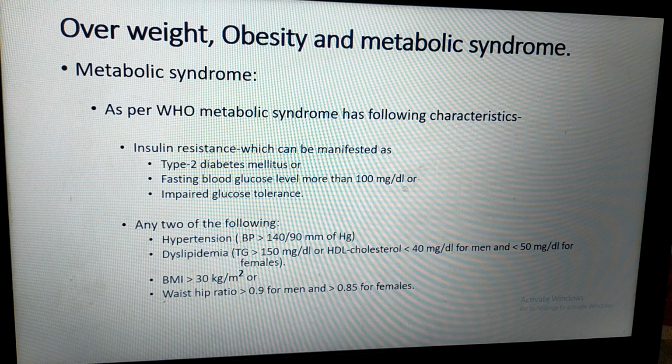If the BMI of that person is more than 30 kg per meter square, or waist to hip ratio of that person is more than 0.9 for men and more than 0.85 for females. So along with insulin resistance, if any of these two conditions is present in an individual, then we call him a person of metabolic syndrome.